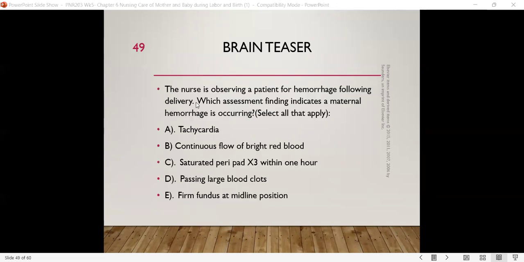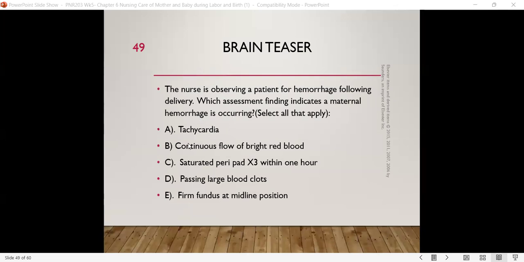Okay, so if I was to ask you, the nurse is observing a patient for hemorrhage following a delivery. Which assessment finding indicates a maternal hemorrhage is occurring? Okay, so the question is, which assessment am I finding that tells me my patient is hemorrhaging? All right, well, I know tachycardia is my first sign of a hypovolemic shock. So if she's having tachycardia, she probably has lost a lot of blood. She has a continuous flow of bright red bleeding, okay? That's not good, okay? So we want to check that fundus to make sure that it's firm.